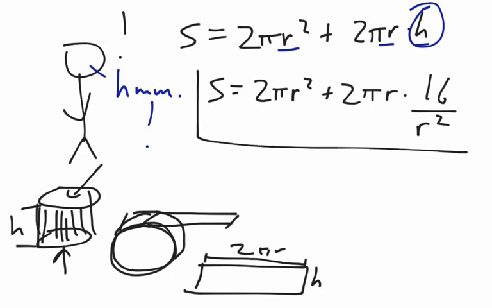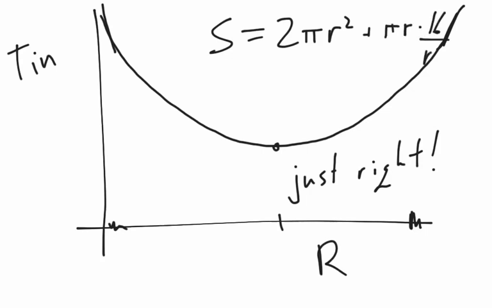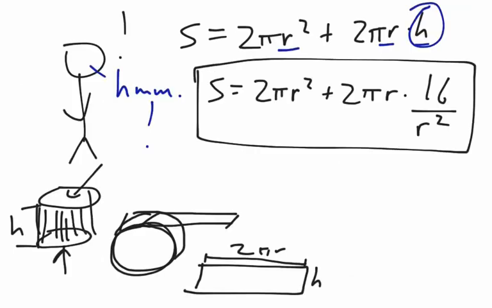And the graph of this formula is this, right? This is the equation that we just had, 2 pi r squared plus 2 pi r times 16 over r squared. And if you were to graph this on your calculator, it would look something like this. There would be some minimum that we're looking for. But this is calculus. How do we find minimums? We don't use graphs. No, we use calculus.